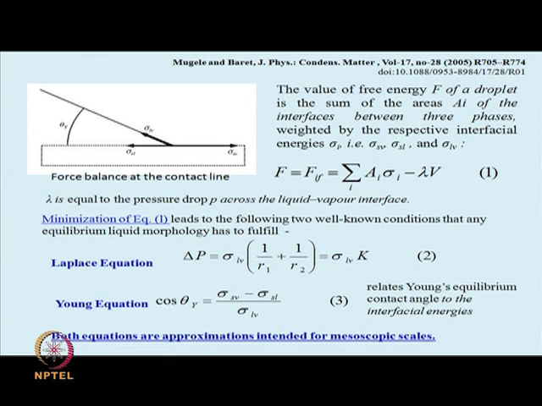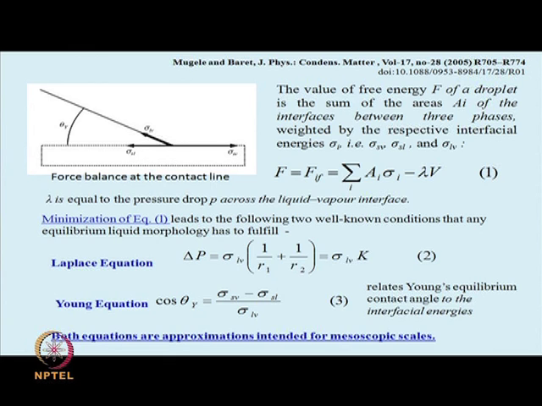So, if you minimize this equation, this would lead to two very well known conditions that the equilibrium morphology of the droplet must fulfill. One is the very famous Laplace equation, which tells us the pressure jump across the liquid vapor interface. So, delta P LV is going to be equal to sigma LV, that is the liquid vapor surface tension, times K, where K is the curvature of the drop. The curvature of the drop is nothing but the inverse of these radii of curvature.